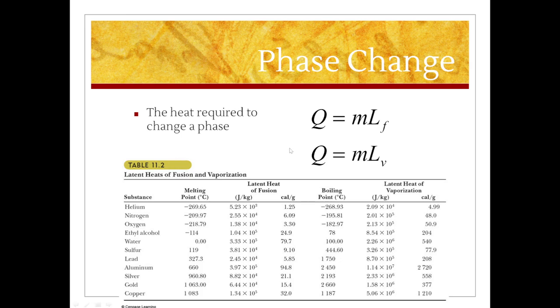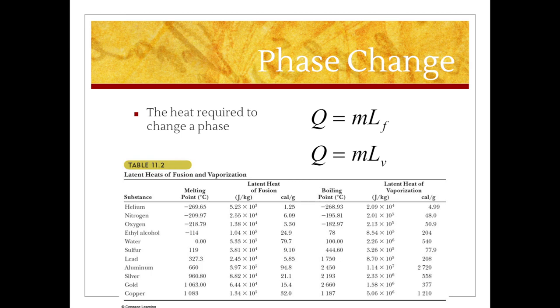If you had a 1 kilogram block of aluminum that was already at 660 degrees Celsius, its mass, 1 kilogram, times its latent heat of fusion, you would need to add 3.97 times 10 to the 5th joules of thermal energy to it to complete that phase change.